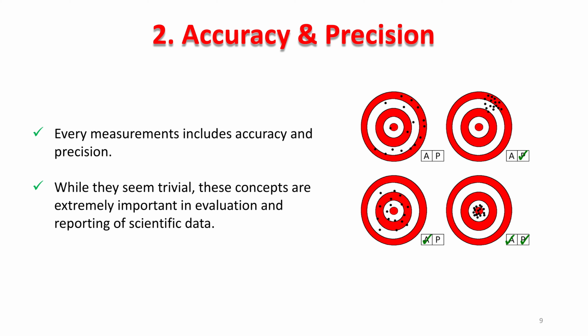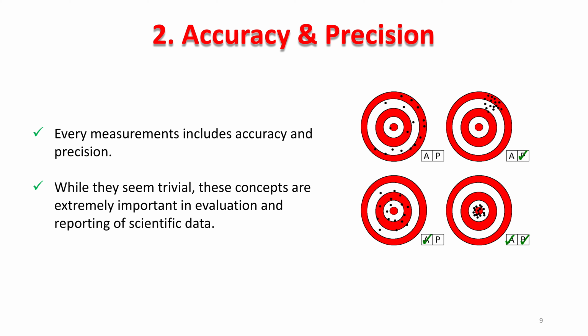So on the right hand side, you can see the bullseye targets, and someone's shooting at them. On the top left, you can see a bunch of measurements that are neither accurate nor precise. They're all over the place, so they're not precise and they're not accurate because the average doesn't coincide with the center of the target. On the top right, you can see measurements that are not accurate because they're not close to the center, but they're precise because they're clustered. On the bottom left, they're accurate. The average is at the center, but they're not precise. And the bottom right, you see both accurate and precise.